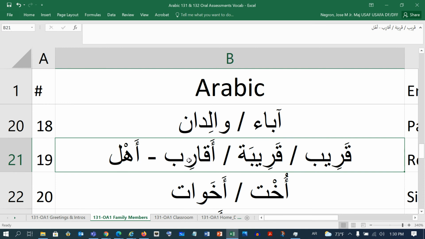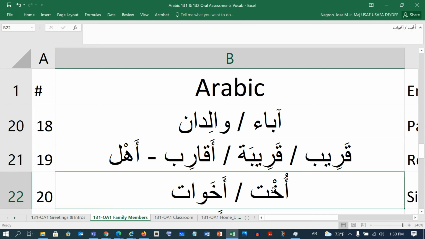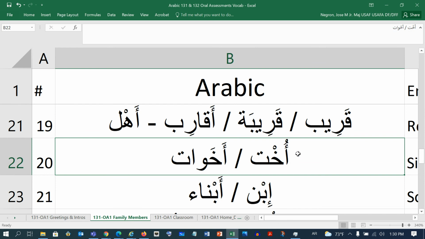As stated before, you can make a female-only group by using this qarib form or qariba form and putting an alif ta at the end of it. Qaribat, female relatives. Ahl is another word for relative. Ahl is a relative.